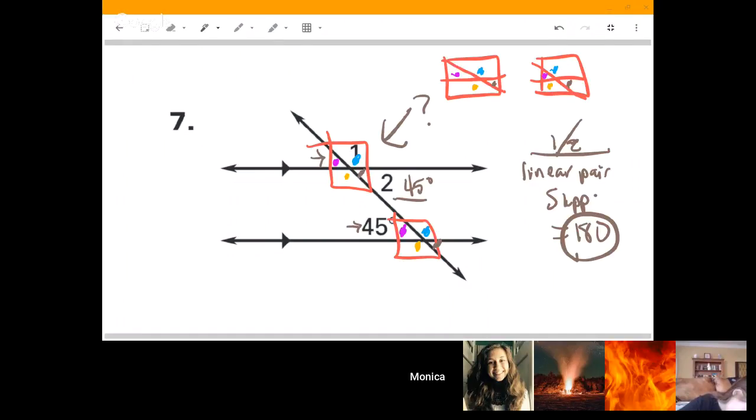All right, Ethan, number 27 on the worksheet. Let me get down to it.